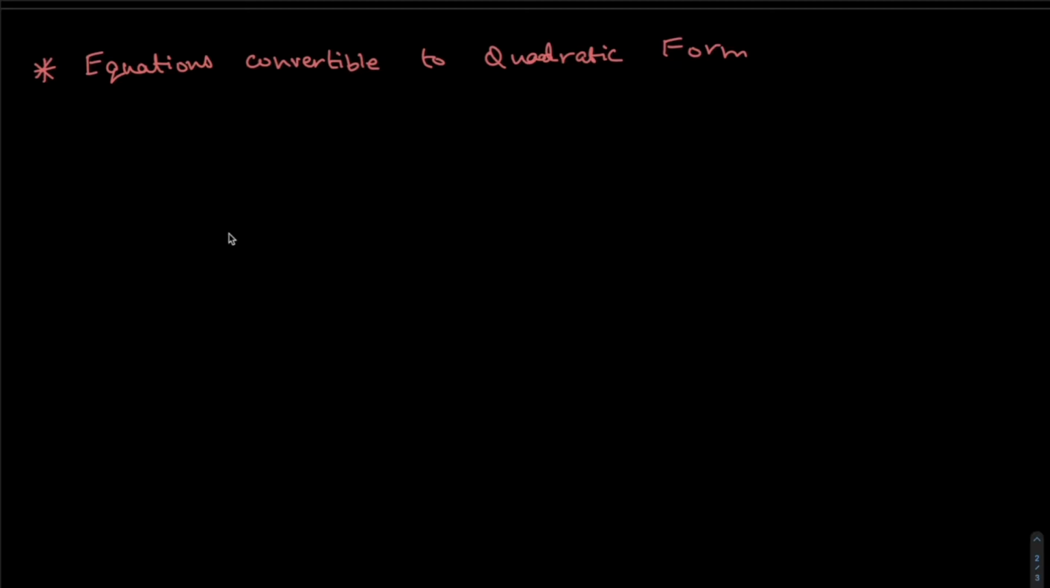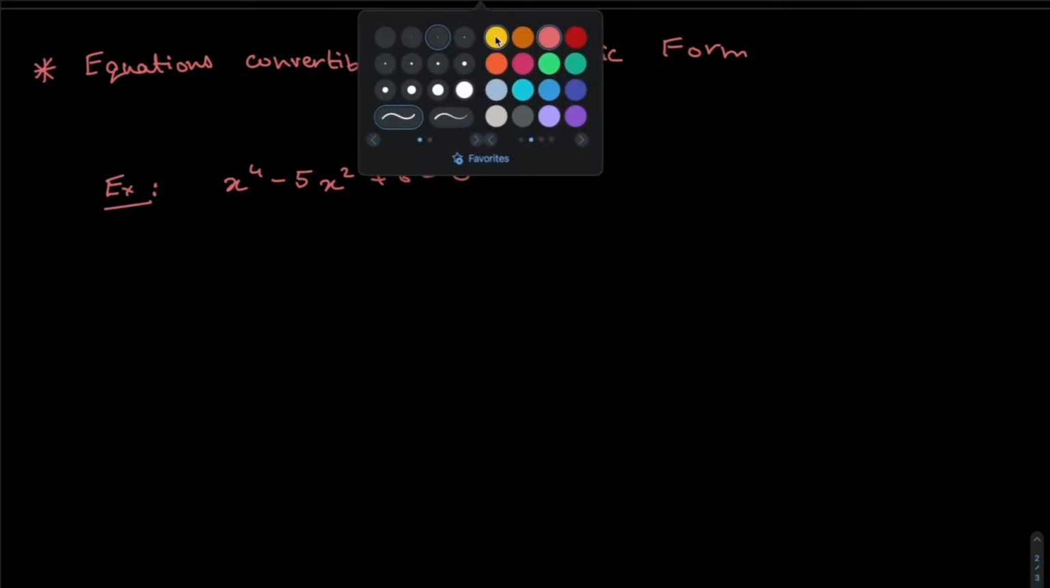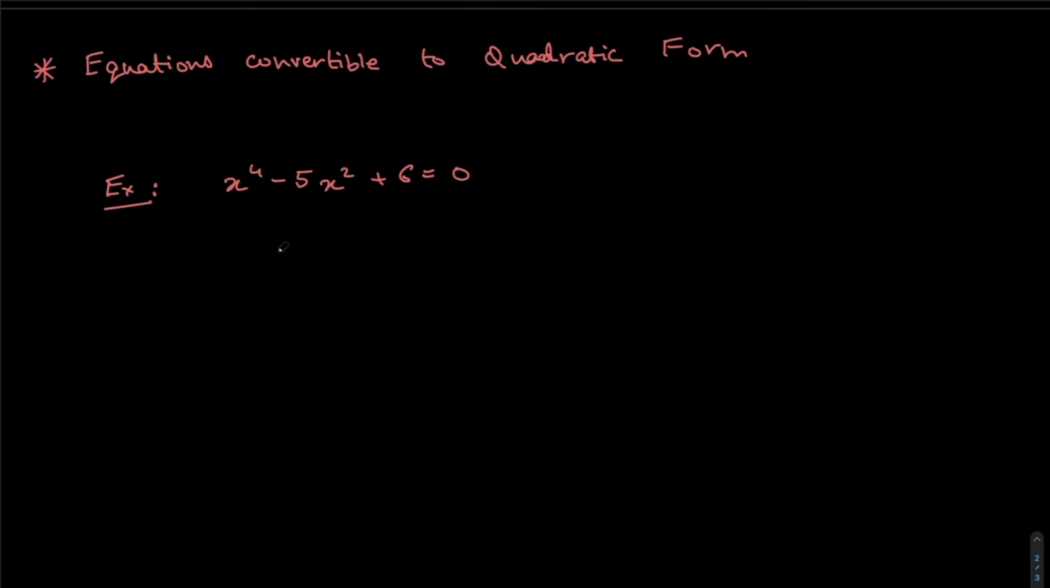So if we have an example like x to the power 4 minus 5x squared plus 6 equals 0, the way we can solve this question is by making a very simple substitution. That substitution is going to be like this: we're going to let t is equal to x squared.